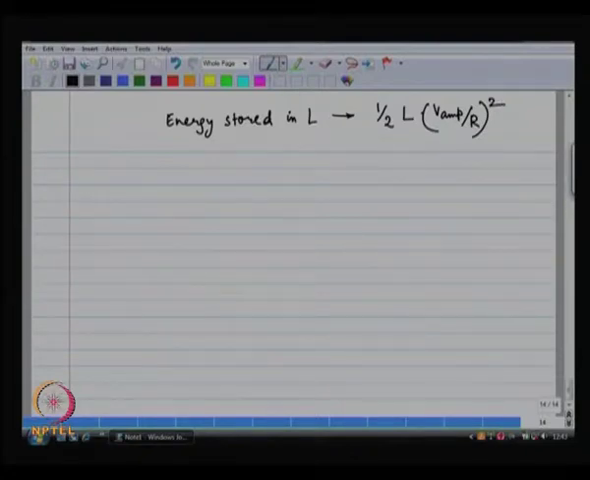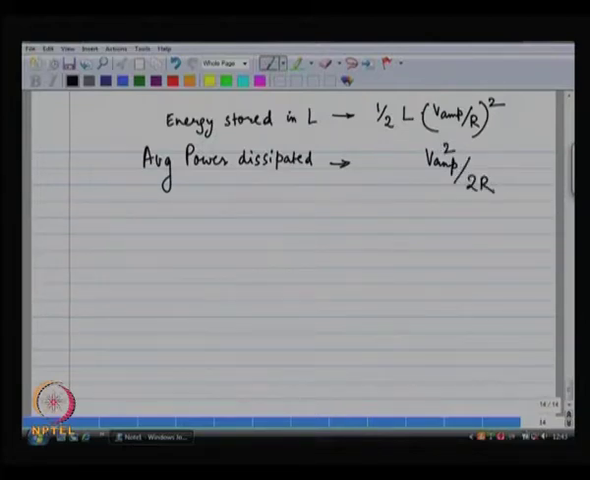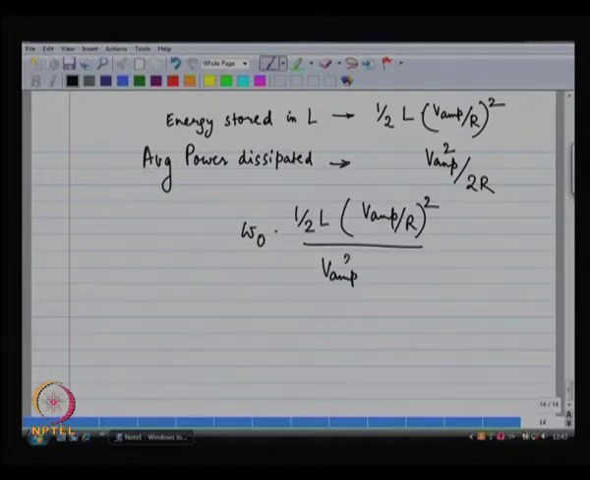Okay. And the power burnt is V amplitude squared by 2 R. So, Q is omega 0 times half L times (V amp by R) the whole squared, divided by V amp squared by 2 R. So, 2 and 2 cancel out, V amplitude squared cancels out, and what you end up with is going to be omega 0 times L by R.